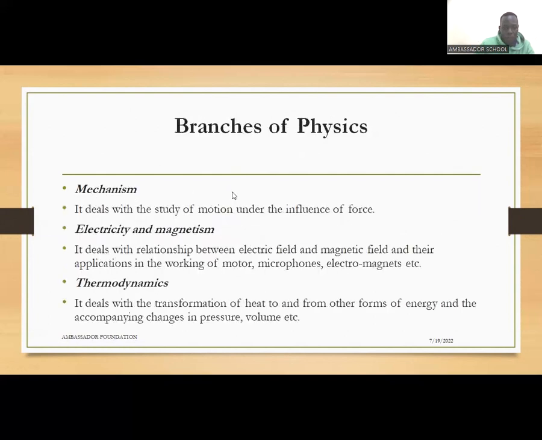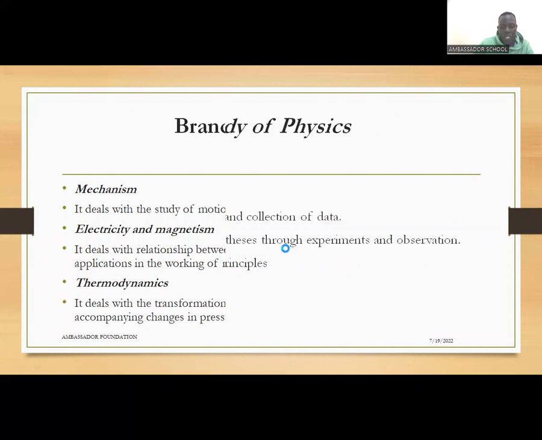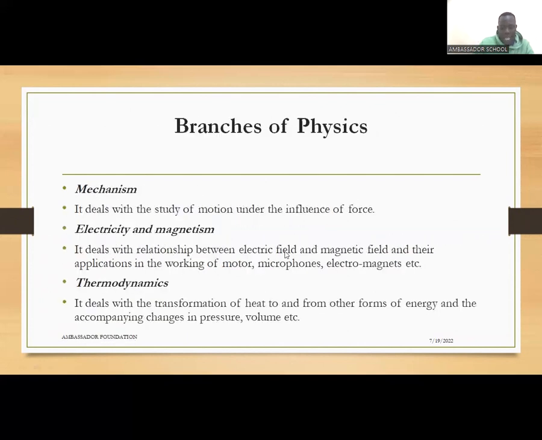Also, physics is wide, so we have to subdivide it into what we call the branches. Some of these branches later on become the topics that you're going to study. So, for example, when we look at a branch like mechanics, it deals with the study of motion under the influence of force. There are many topics that will fall under mechanics.